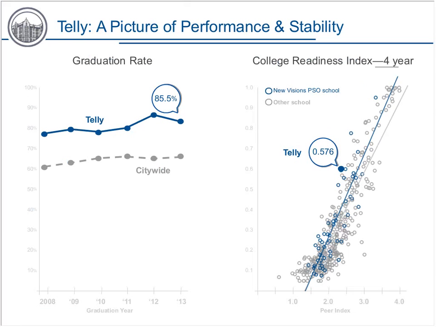Now here on the left, you can see that Tele outperforms the citywide average in terms of graduation. And then over on the right side, the scatter plot, what this is showing us is that Tele has higher college readiness performance, that's the y-axis, even though they have slightly higher student need, which is the x-axis. So basically what this scatter plot is showing is that the distance from that trend line is showing us that they're doing better than what would be expected.